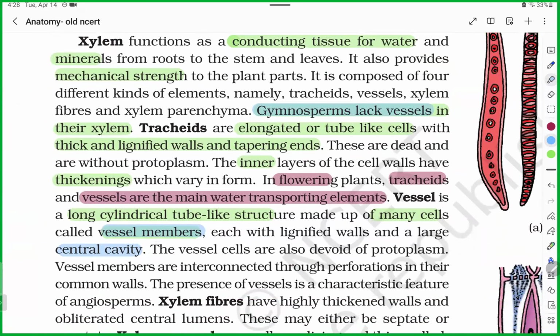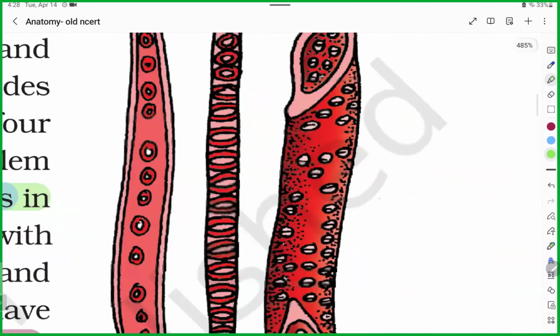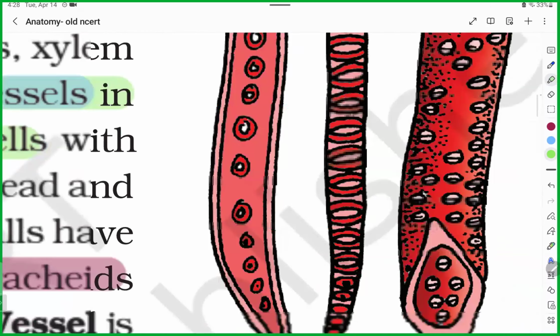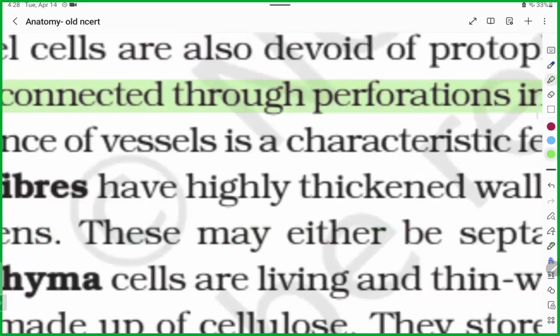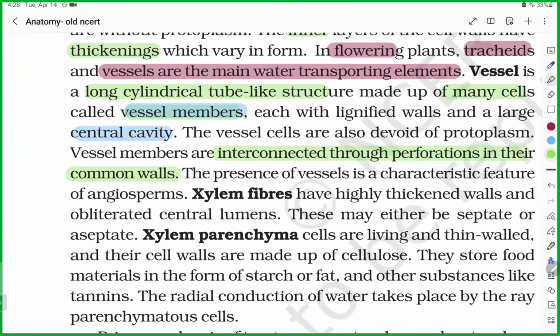Vessel cell also devoid of protoplasm means dead cell. Vessel members are interconnected through perforation in their common wall. There are holes present in their body, as you can see. Correct? And vessel is the characteristic feature of angiosperm. That's why angiosperm have their name. Correct?